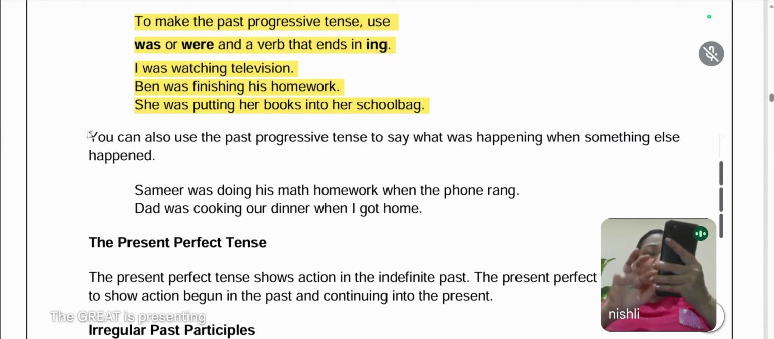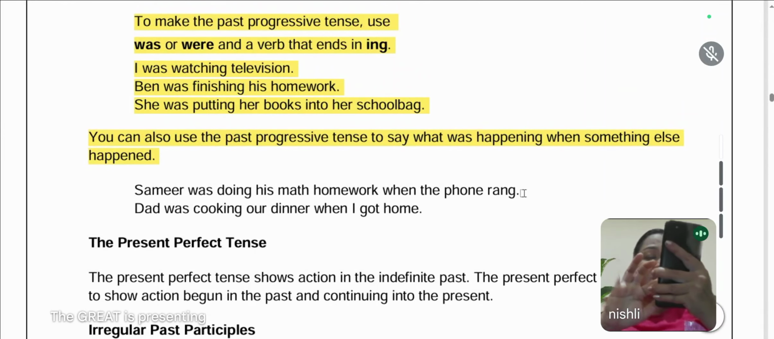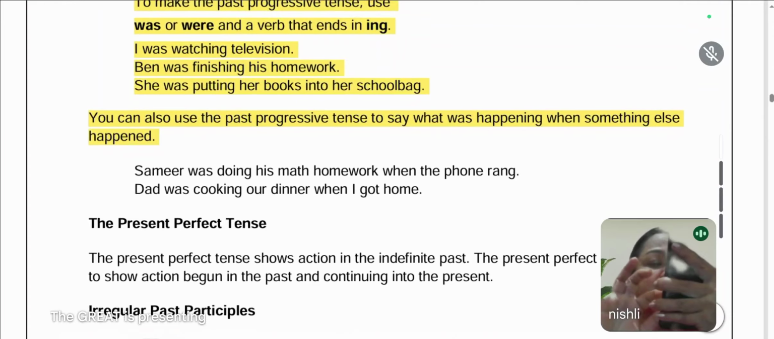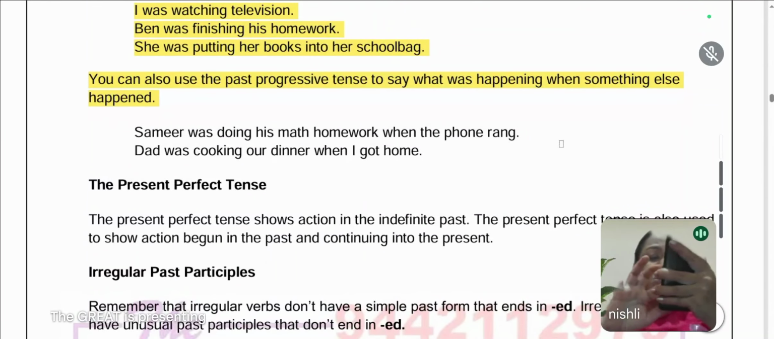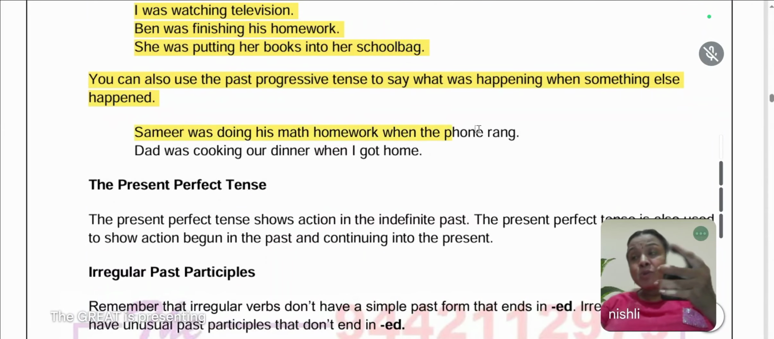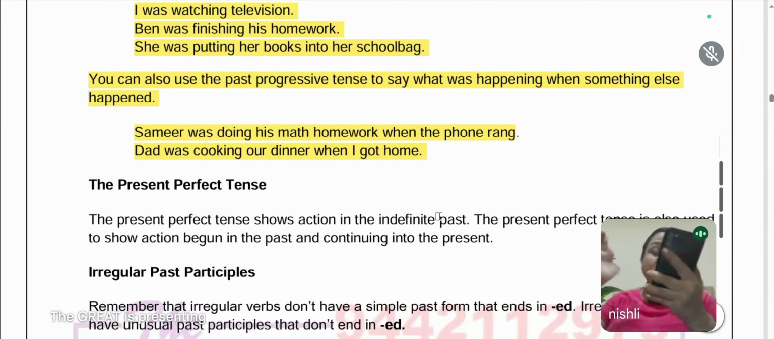You can also use the past progressive tense to say what was happening when something else happened. Samir was doing his maths homework when the phone rang. So when the phone rang, exactly at that spot, he was doing his homework. Dad was cooking our dinner when I got home. So when I reached home, I saw Dad standing in the kitchen and cooking. So that action was continuing. That is the past progressive tense.